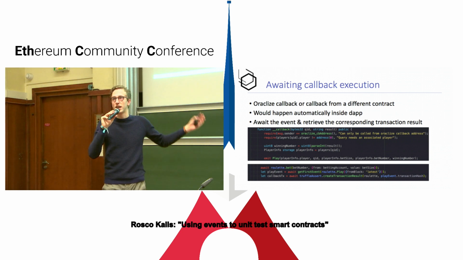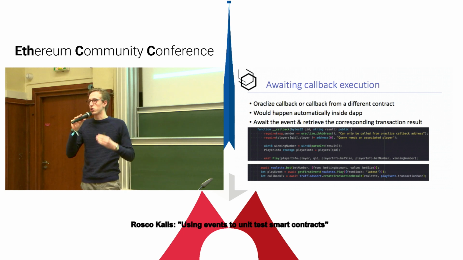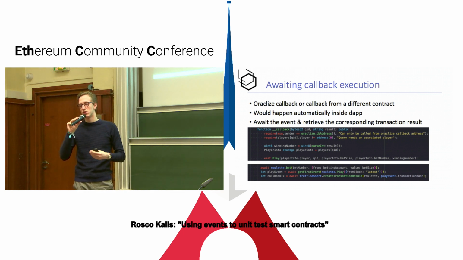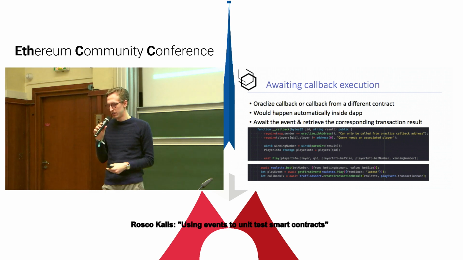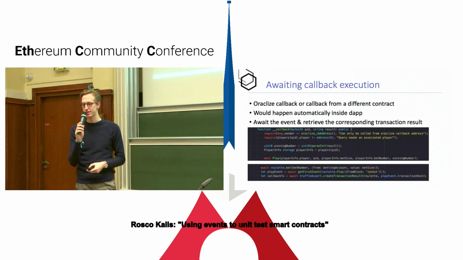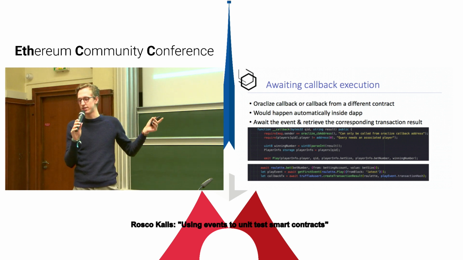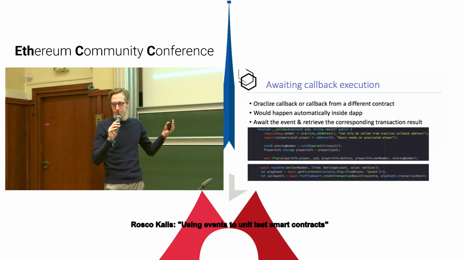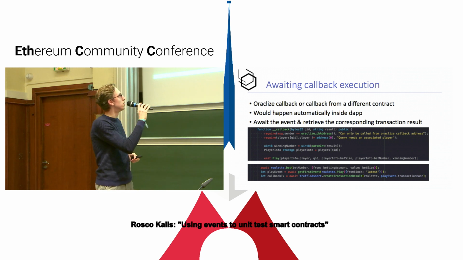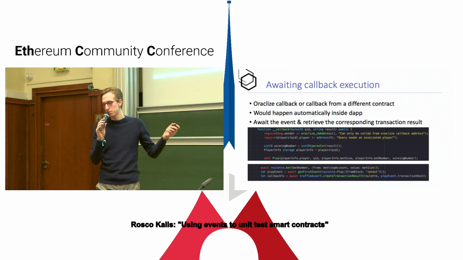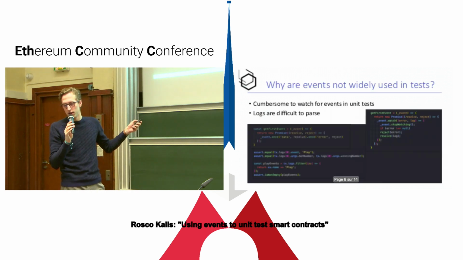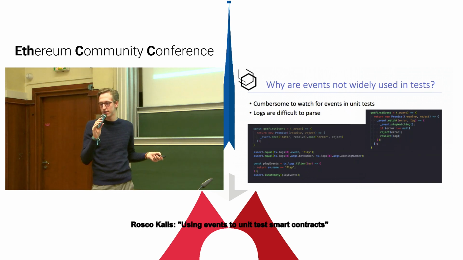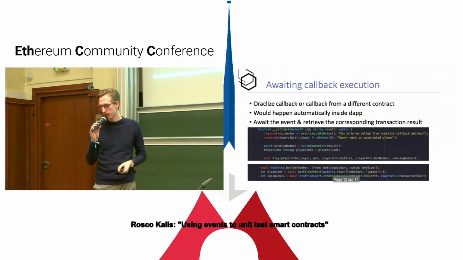But since your tests are usually synchronous, so they execute in order, you can't really expect this function somewhere later, or expect the callback to be called. So what we can do in this case is emit an event as well inside this callback function. And by doing that, we can then await this event. So using something like what we saw before, like here, we can get the first event and then get the corresponding logs.